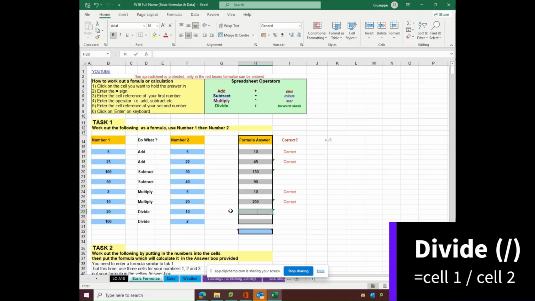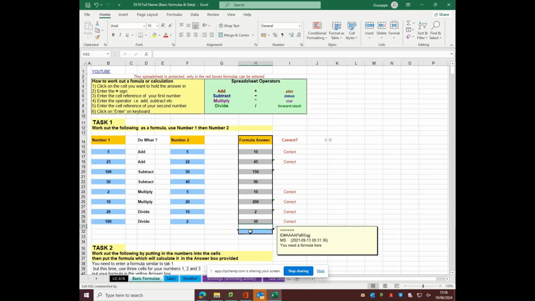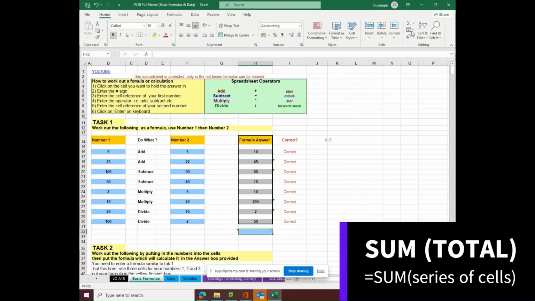Then, divide. Equal, first blue cell, divide, second blue cell, enter. Equal, first cell, divide, second cell, enter. Now, let's do the total. Click on the cell, use AutoSum, select the series of numbers, and press enter.